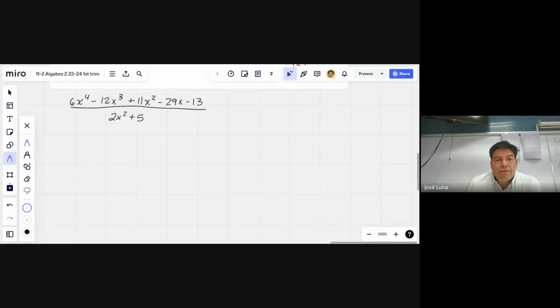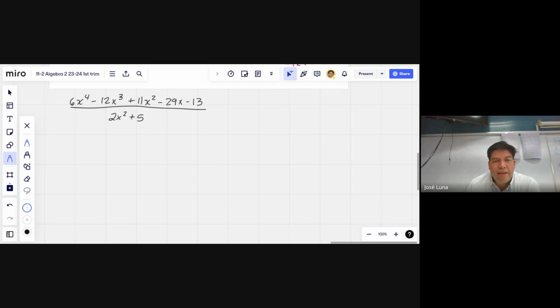Okay, so we're going to have another example. We have 6x to the fourth power minus 12x cubed plus 11x squared minus 21x minus 13, and we want to divide that by 2x squared plus 5. So notice the divisor is quadratic, and it doesn't have a term that only has the x. So we're going to have to be a little careful with this when we do the division.